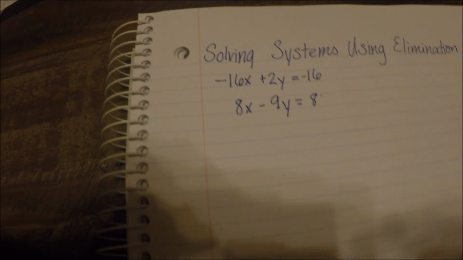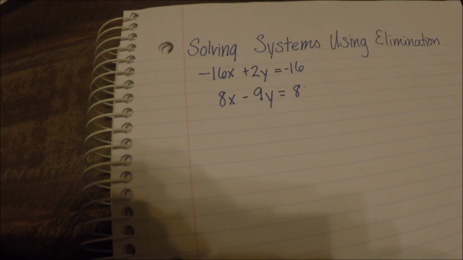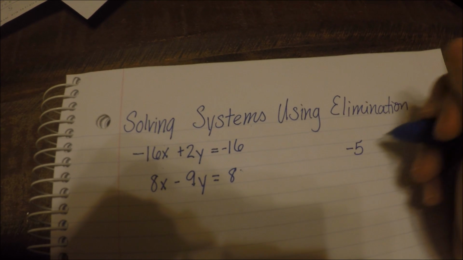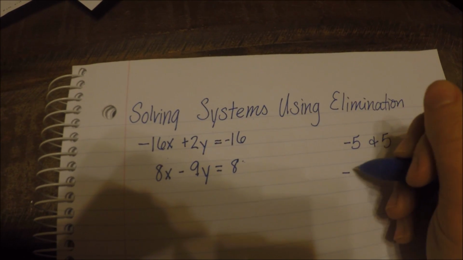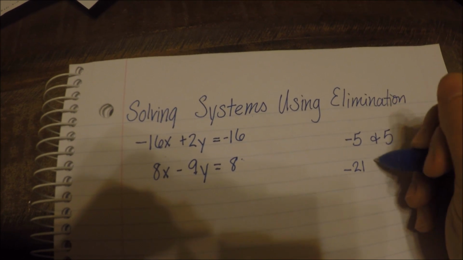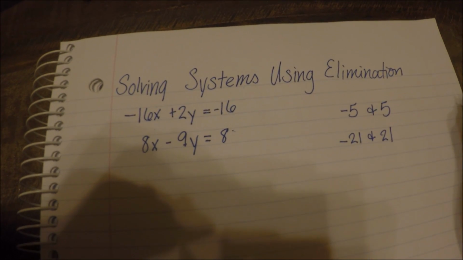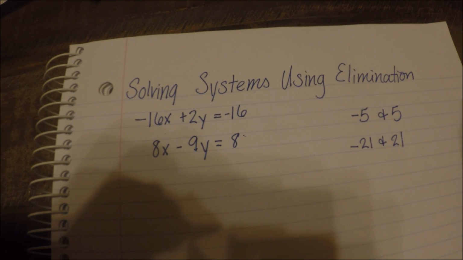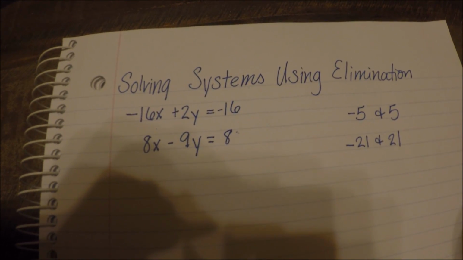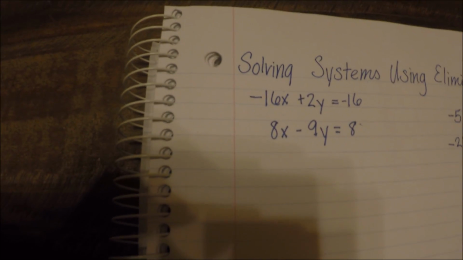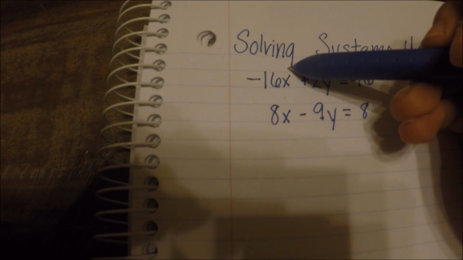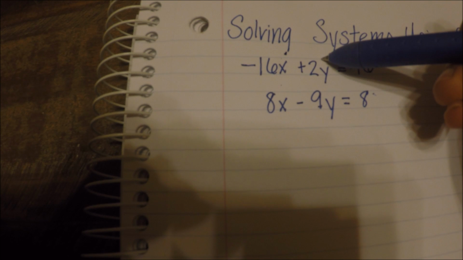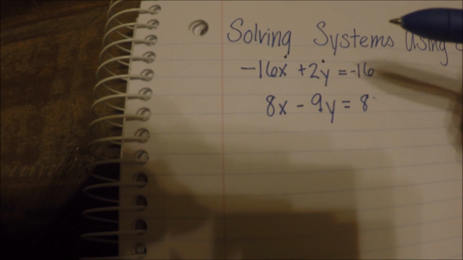What I mean by opposites are numbers that are opposite of each other. For instance, negative 5 and 5 would be opposites. Negative 21 and 21 would be opposites. Integers that when added together would give you 0. So if you look at this, negative 16 would have an opposite of 16. 2 would have an opposite of negative 2.